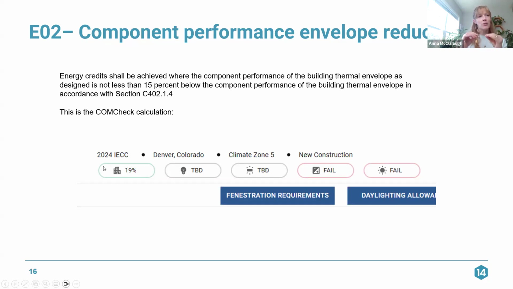If you go to the ComCheck website and go to the new ComCheck and scroll down to the bottom link with the new codes, you'll see this is what the outputs look like, or what the status looks like as you're inputting your ComCheck. Even though we achieved 19%, we don't get additional credits. We just get the base number of credits for this calculation. You could achieve a 40% reduction and you still would achieve the same number of credits.